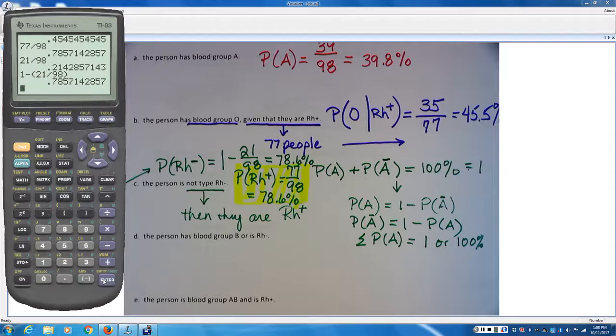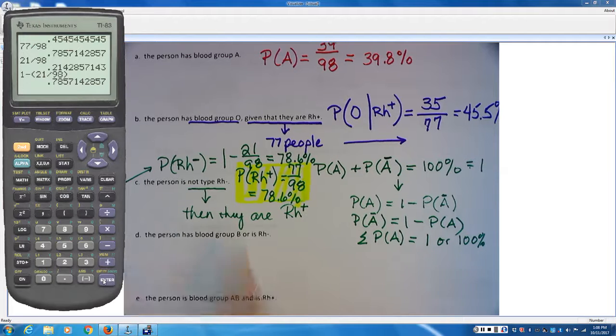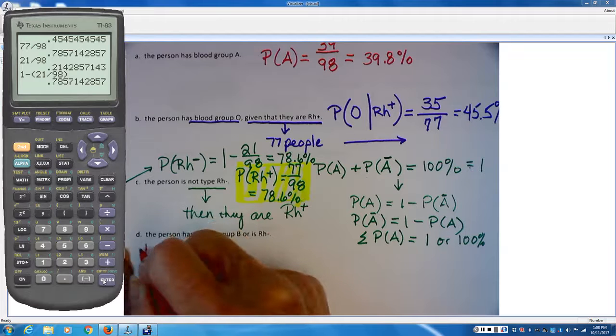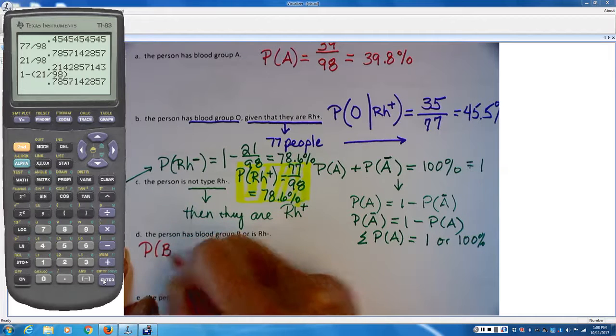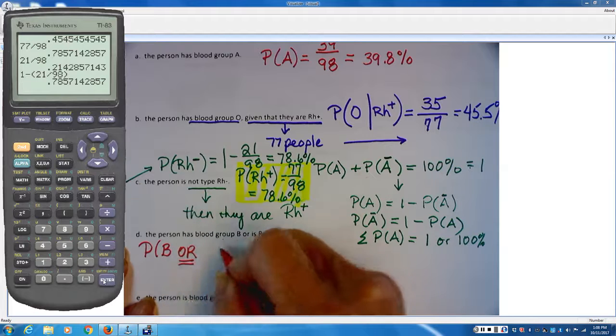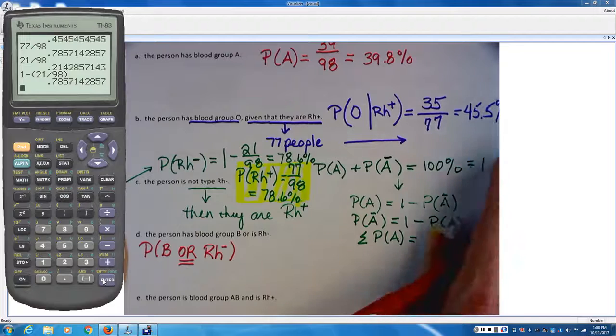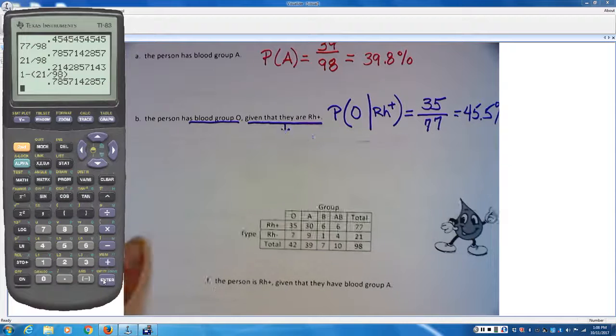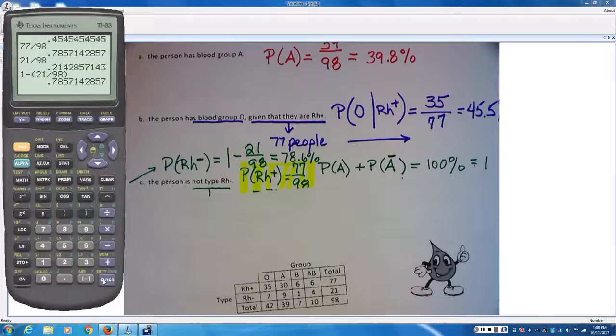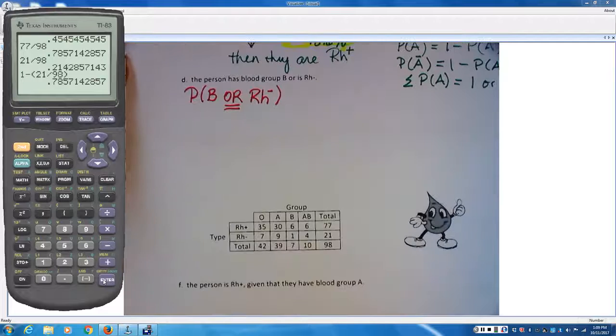Let's go to another one. It says, what is the probability that the person has blood group B, I can't read today, or is Rh negative? Now, we're going to have to be really careful when we answer this question. I'm going to go to the clean copy of the table here and slide this up so we can see both at the same time.